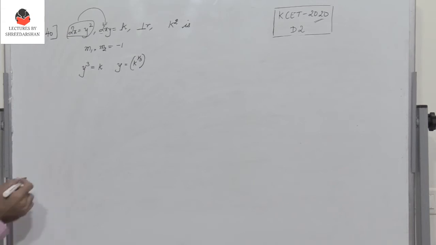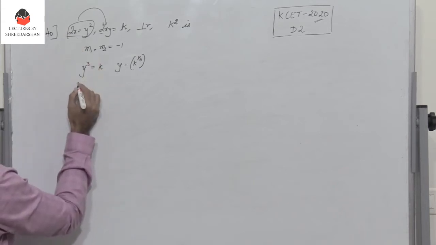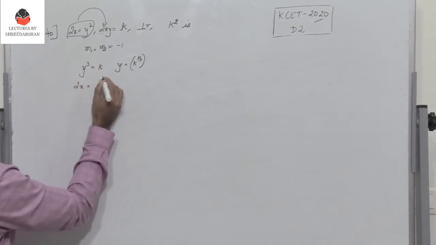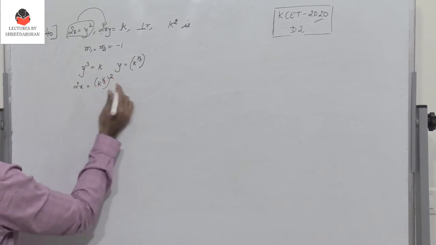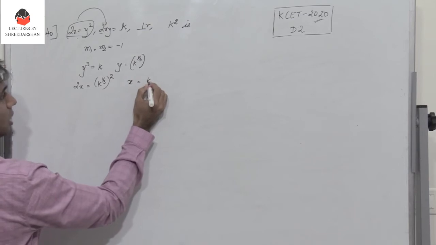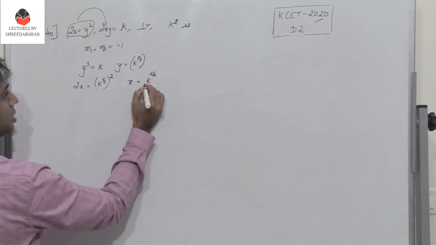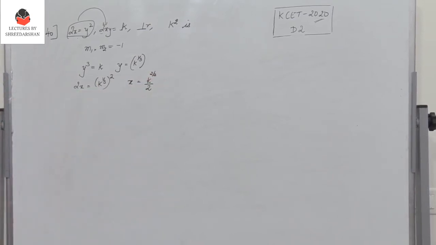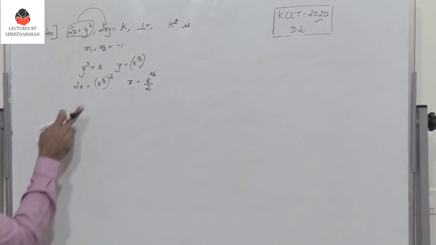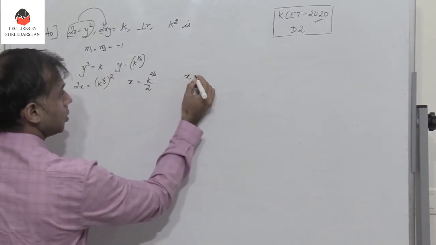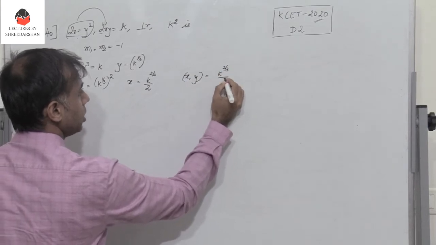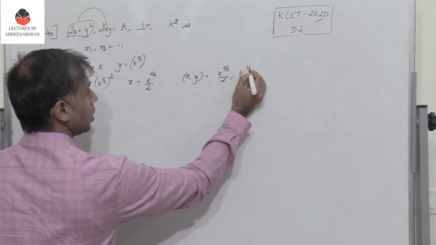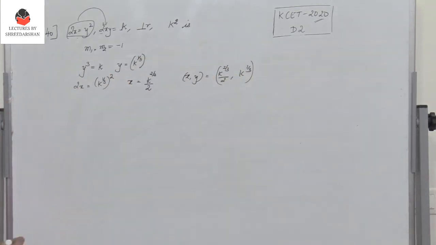So substituting the value of y in the first expression, I have 2x equals k power 1 by 3 the whole square. So I have x equals k power 2 by 3 divided by 2. Right? So I found out a point x comma y, which is given by k power 2 by 3 divided by 2 and k power 1 by 3. So I have the value of x and y.